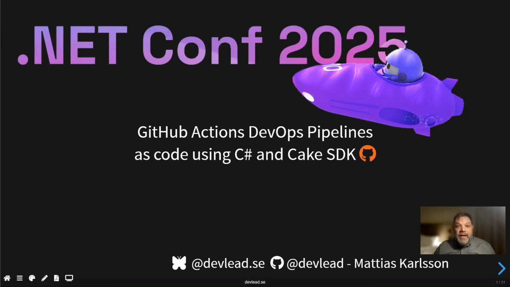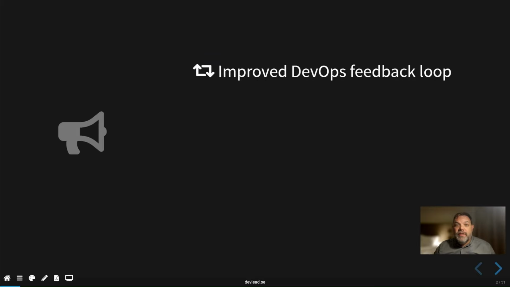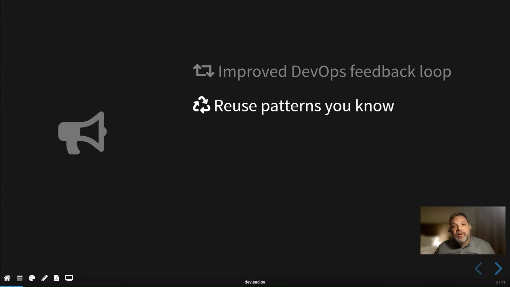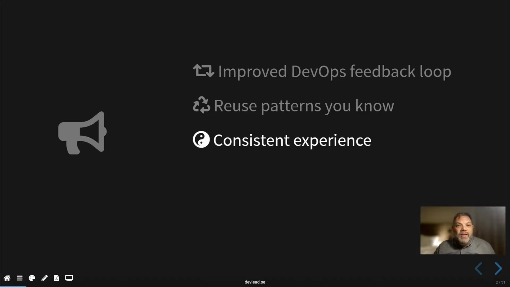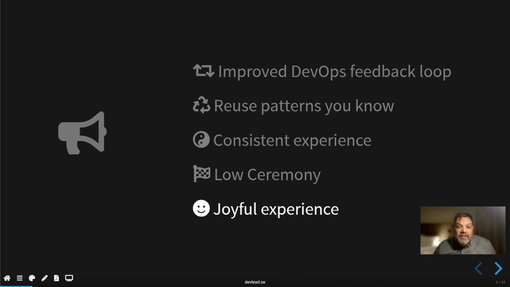Hi, and welcome to GitHub Actions DevOps Pipelines as Code using C# and Cake SDK. Today we're going to talk about how you can improve your DevOps feedback loop, reuse patterns, have a consistent experience with low ceremony, and essentially just a more joyful experience.